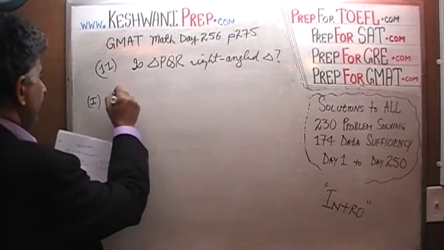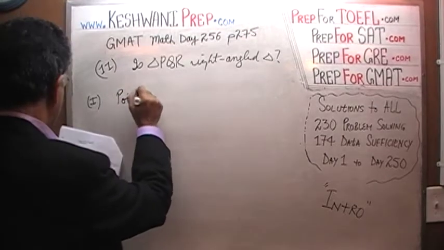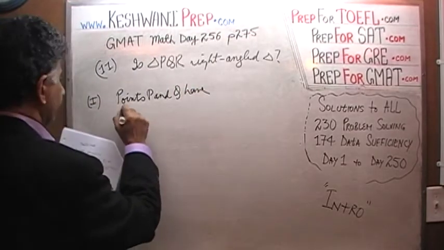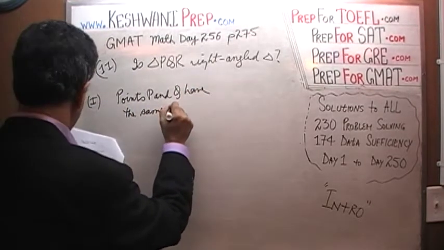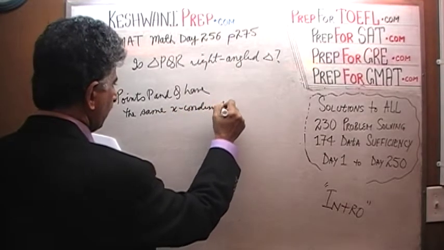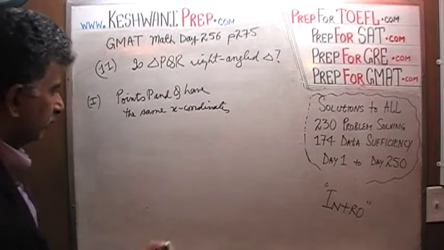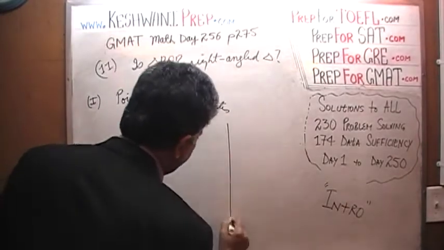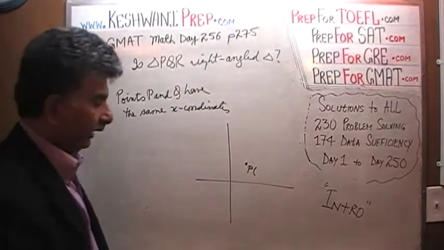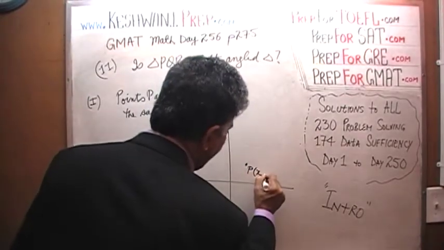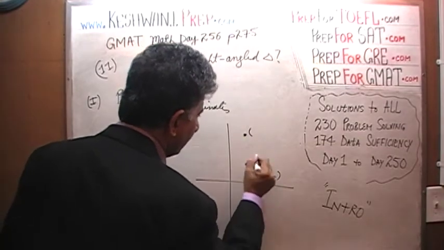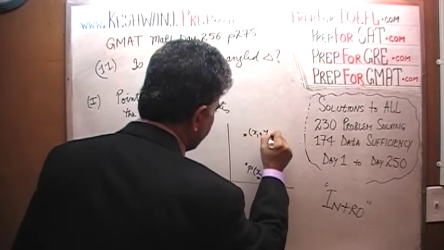The first statement tells us that the points P and Q have the same x coordinate. In other words, here's our point P. If the point P has the coordinates of x1, y1, let's say, then point Q also has the same x coordinate, which is x1, and of course this one is going to be y2.